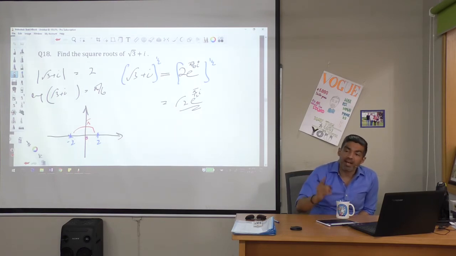What is the square root of minus 36? Plus minus 6i. This is 6i, this is minus 6i. They are placed symmetrically around the origin, opposite, with an angle difference of pi. Are we good?